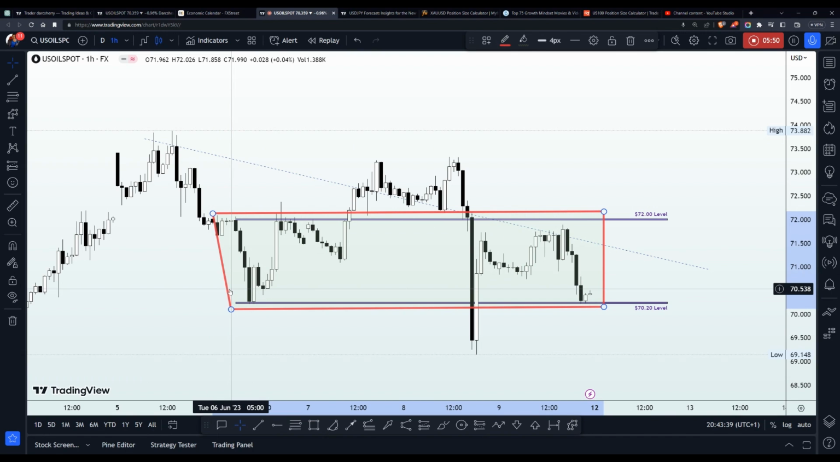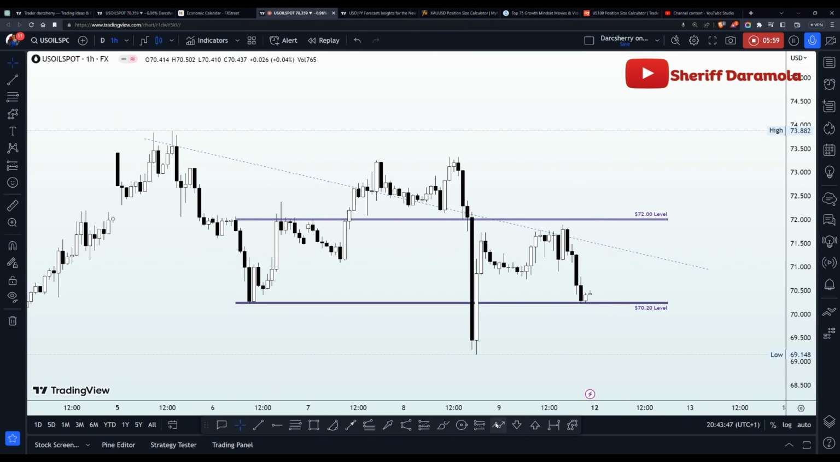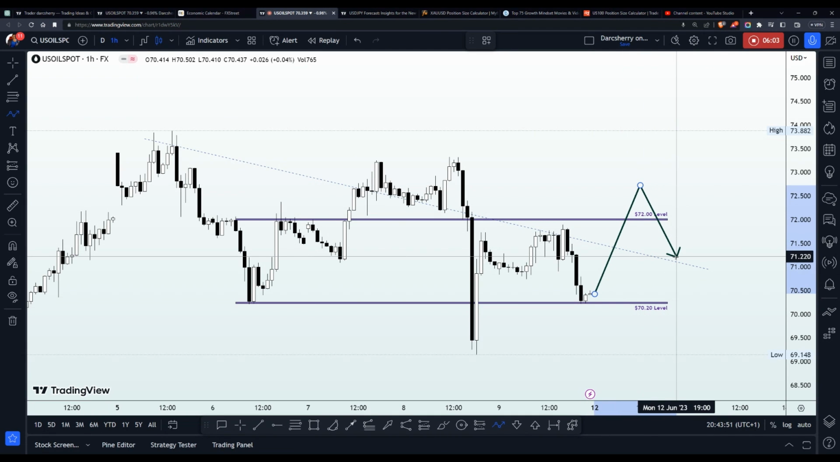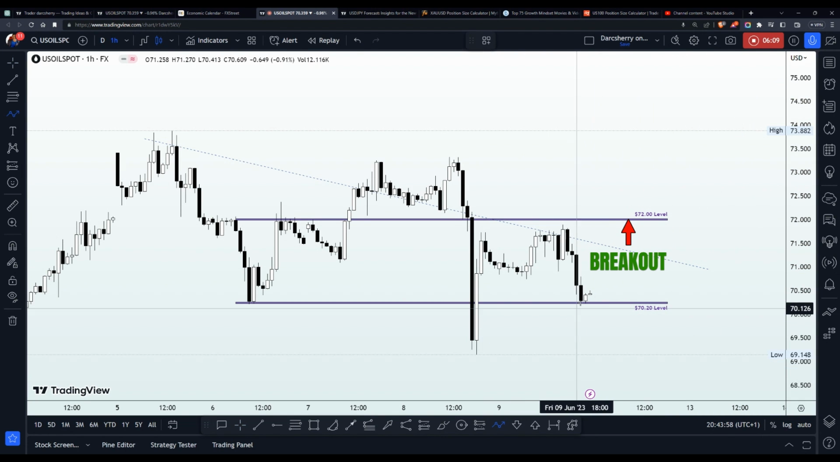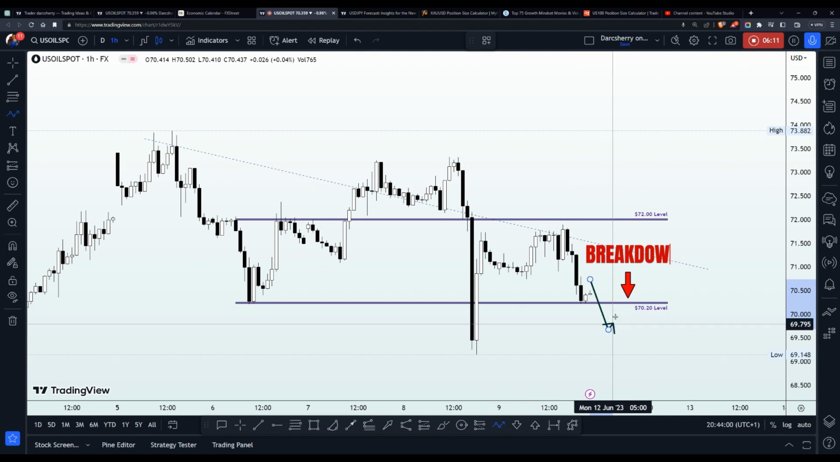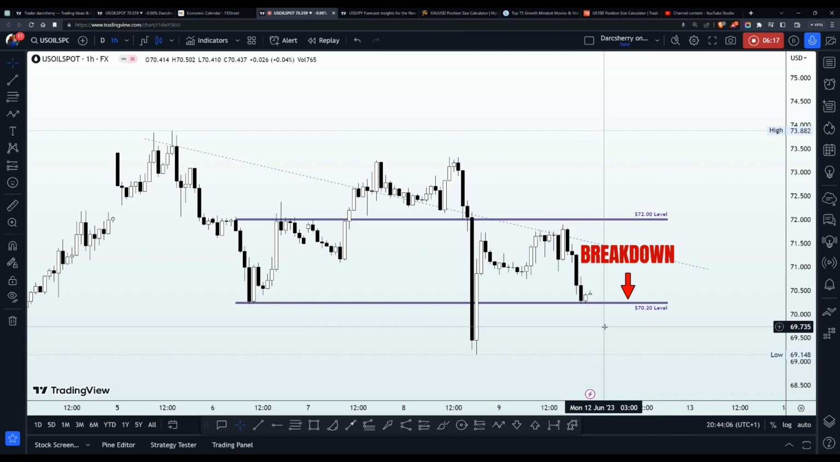Whenever we have this kind of simple flat channel, we want to wait for price action to give us a confirmation of a trading opportunity in the form of either a breakout of the resistance line, which will break out of the trend line too, to signal a buy position, or a breakdown of the support line here at the $70.20 level to signal an opportunity to sell. So these are the things I'm going to be looking at the beginning of the week.